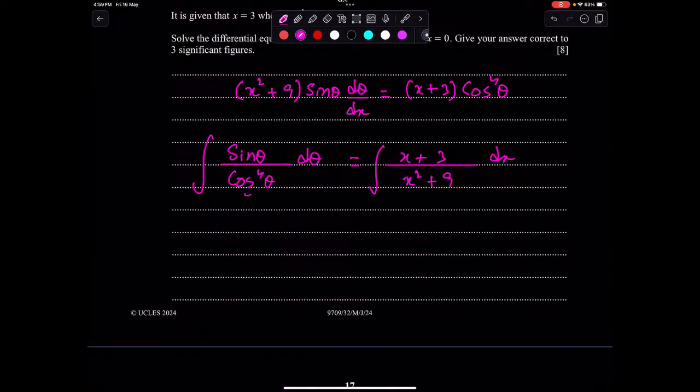We can also write this as sin theta sec power 4 theta, and here we can break the LCM. Three upon x square plus 9.